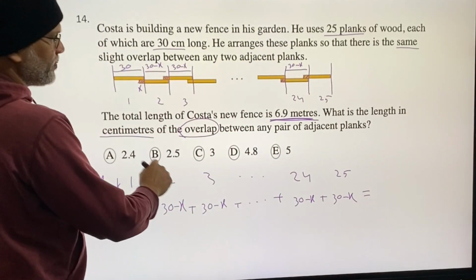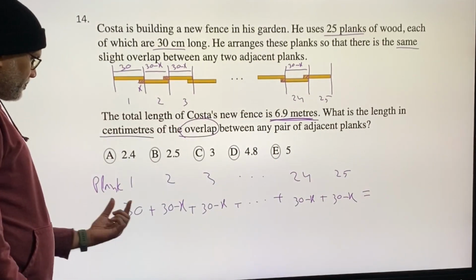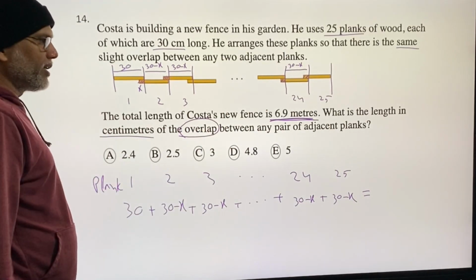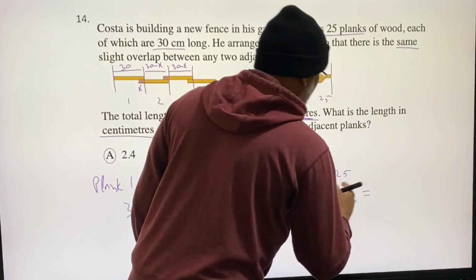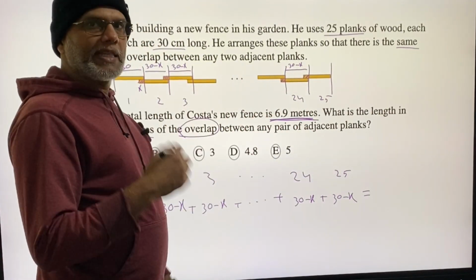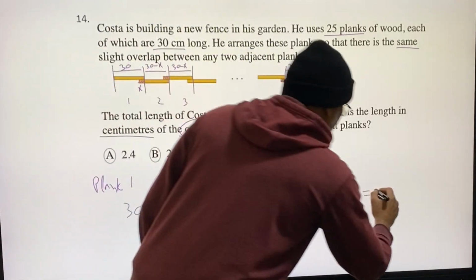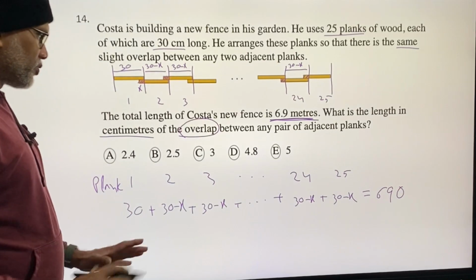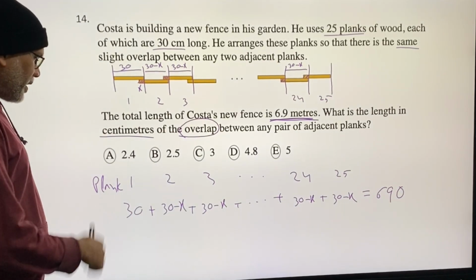I should get 6.9 meter, but this is in centimeter, so I'll convert the meters to centimeter. 6.9 meter, 1 meter is 100 centimeter, so 100 times 6.9 is 690, right? 690. So everything is in centimeter now, so I don't need to worry about the units.